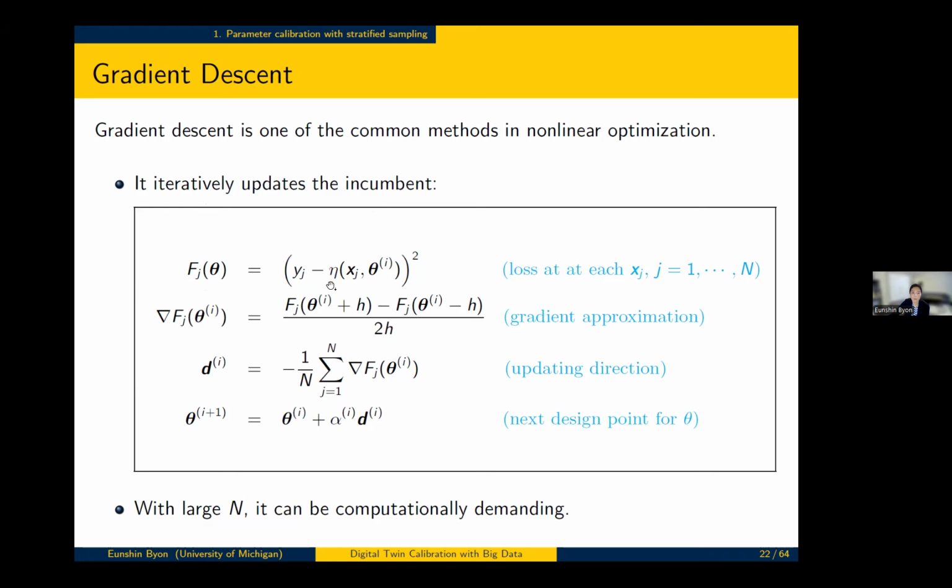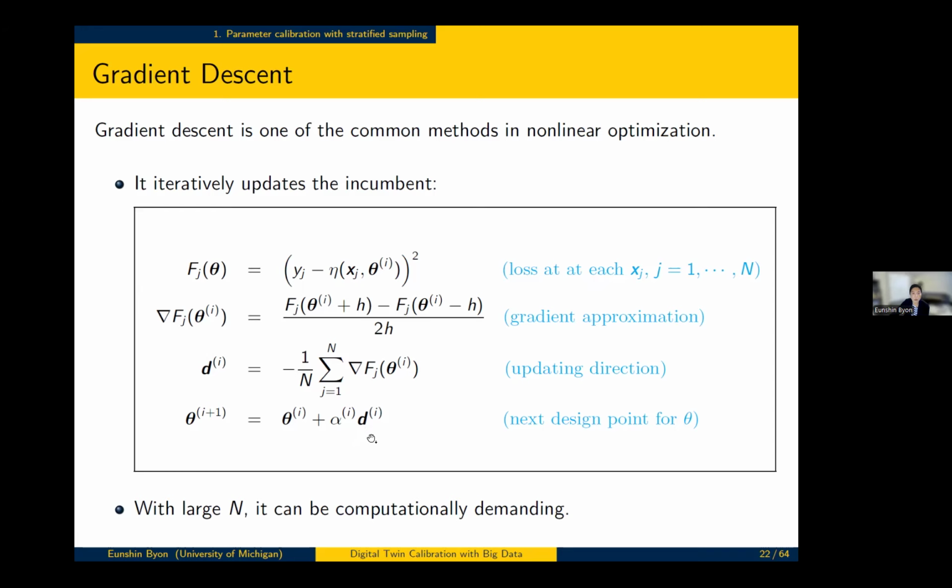But because this error is the output from computer model, we don't have closed form of the gradient for error. So we approximate the gradient by taking the finite difference. So we run simulation at theta_i plus h and theta_i minus h, and then we take the difference. And we do this for every data point and take the negative average of the gradient to get the updating direction. And then our next design point for the parameter will be theta_i plus some step size times the updating direction. So this is the gradient descent.